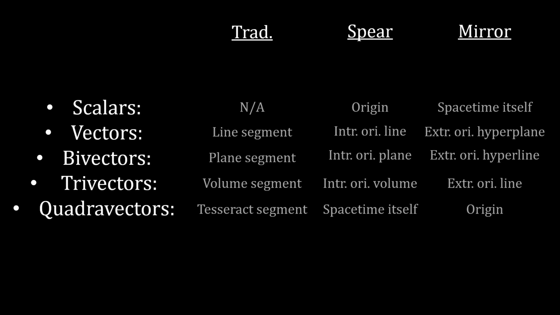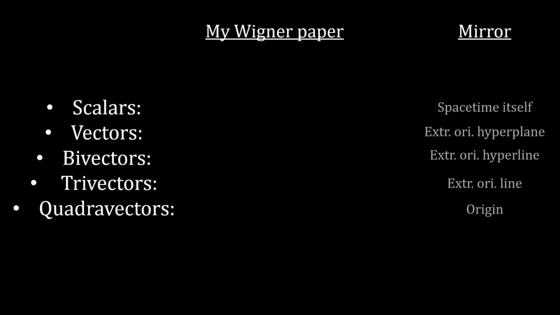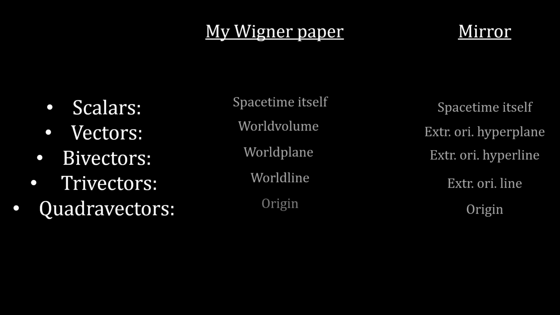In practice, you can call them whatever you like. For example, in a paper I wrote on Wigner-Little group for photons, I used the mirror view of spacetime and said that vectors are world volumes, that bivectors are world planes, and that trivectors are world lines. I was motivated to call them this because trivectors in spacetime geometrically represent the concept of world lines, and so I just adopted that nomenclature for the remaining basis multivectors.